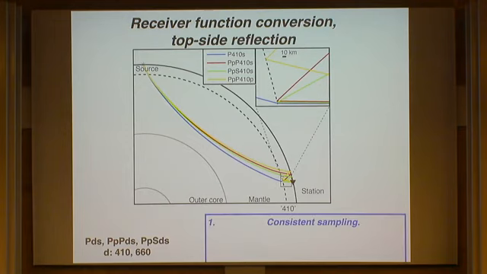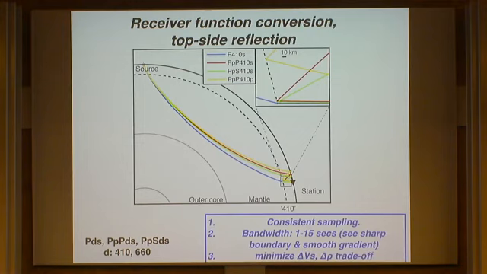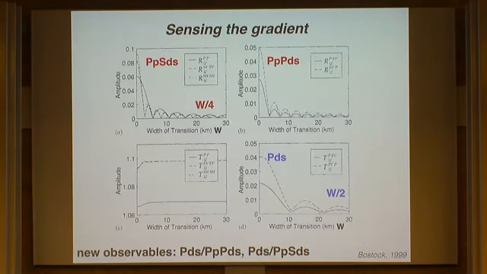So we have some advantage in terms of consistent sampling. We have a bandwidth that is suitable to resolve the detail. Then we are able to minimize the trade-off between the velocity jump as well as the density jump. So what's the property of these two different waves?